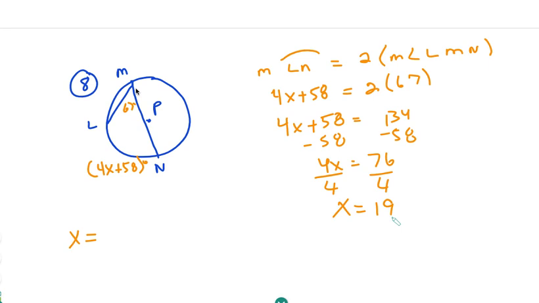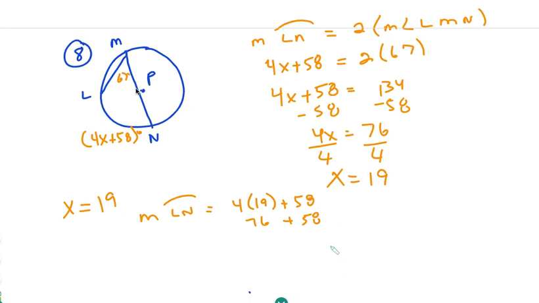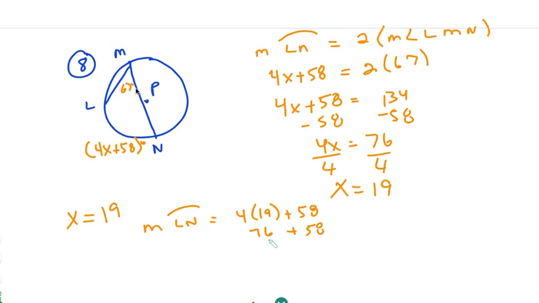So if I want to find x, I have 19. If I want to find the measure of arc LN, then I can do 4 times 19 plus 58. 4 times 19 is 76 plus 58 is going to give me 134, which is also double 67. And that ends part 1 of arc measurements.